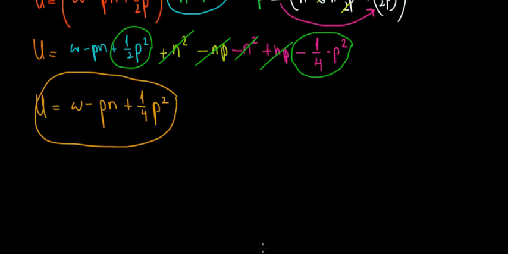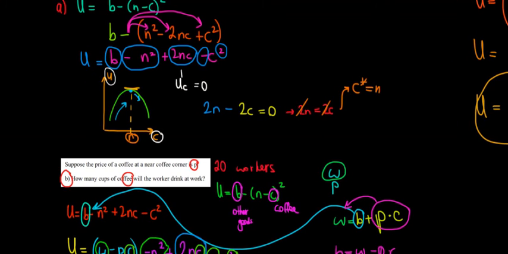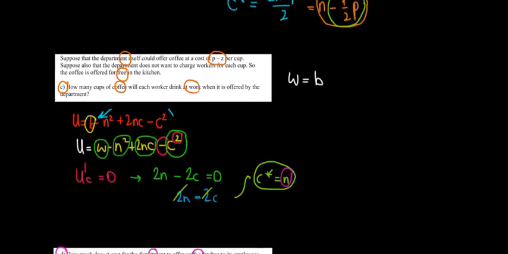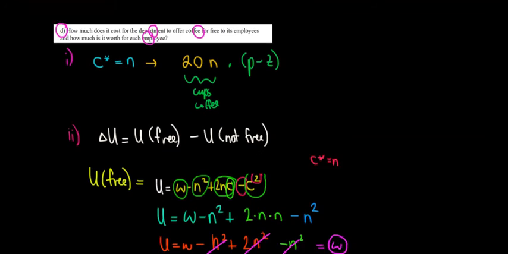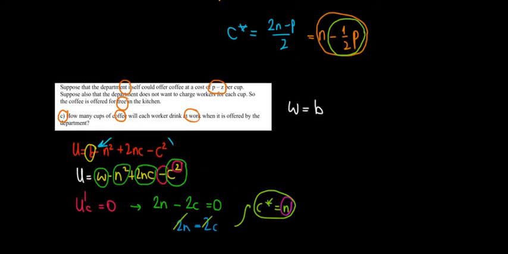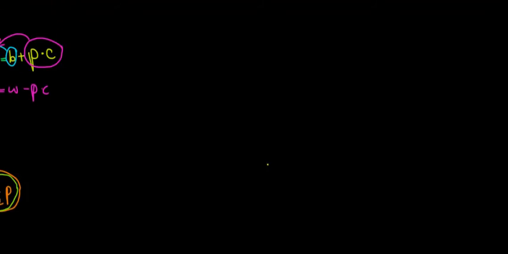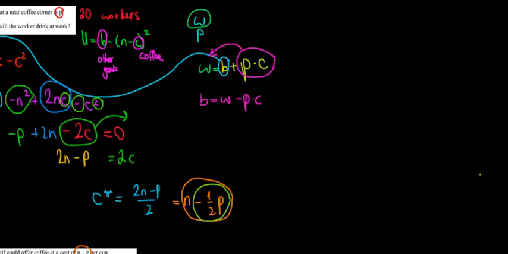The utility when the coffee is free, we calculated in the previous video. That was equal to w, if I remember. Where was it? Here. That was equal to w. So let's take the difference. That's what we said. The difference in utility between free coffee versus not free coffee, and we'll see how much the free coffee is worth to the employees. So we will take the difference between w and what we just calculated over here.